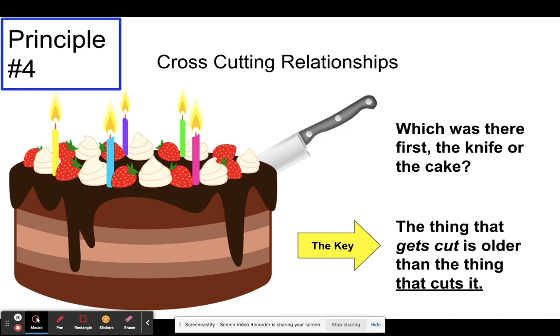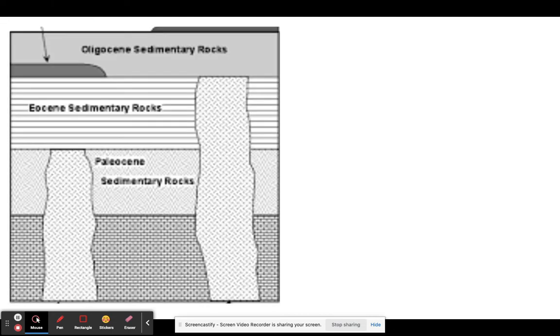So with rocks, you can have igneous intrusions, which means you have basically liquid igneous magma that is forcing its way up through the cracks and basically cutting across that layer. And when you see a sedimentary layer that's been cut by, and I'm doing air quotes with my fingers right now, an igneous knife or an igneous intrusion, you know that the layer of sedimentary rock had to be there before the intrusion happened. The cake is older than the knife.